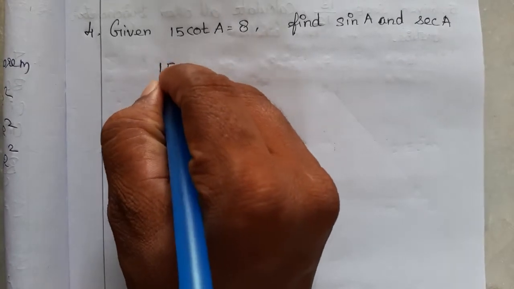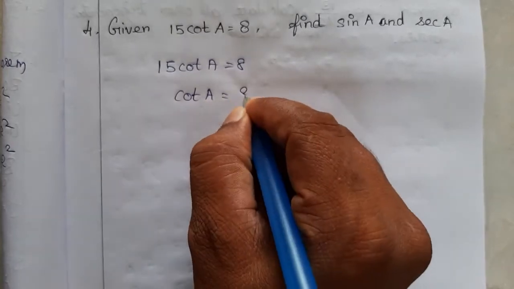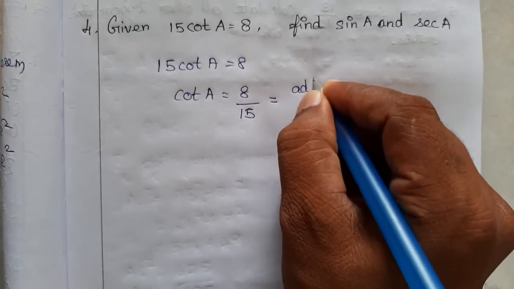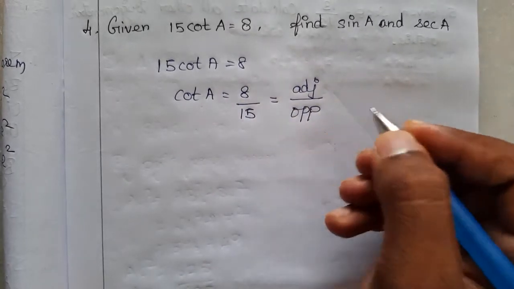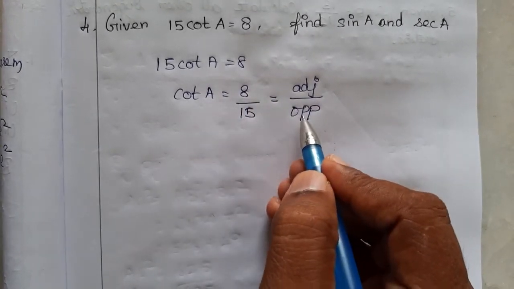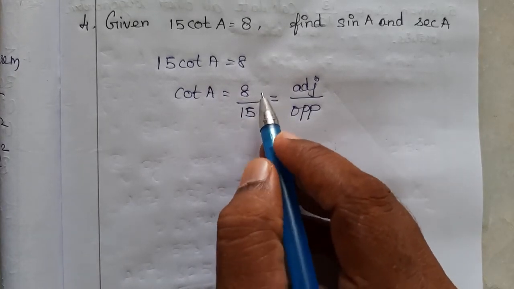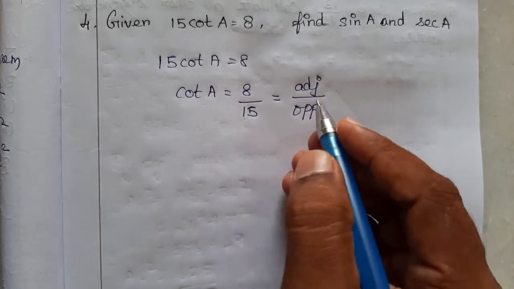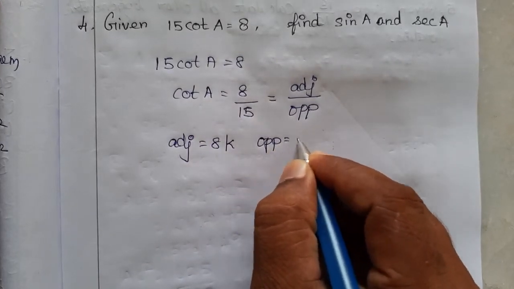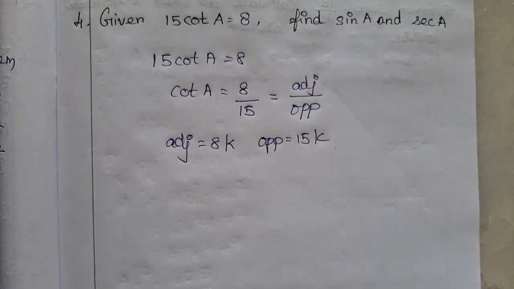So given is 15 cot A is equal to 8. That means cot A we can write in the form of 8 by 15. So we know that cot represents adjacent by opposite, right? But it is a ratio. We cannot directly say adjacent is equal to 8 or opposite is equal to 15. It is the least form of the fraction, so something can be multiplied also and it will remain the same. So we can say that adjacent is equal to 8k and opposite is equal to 15k, since it is in the ratio, it's not an exact value.